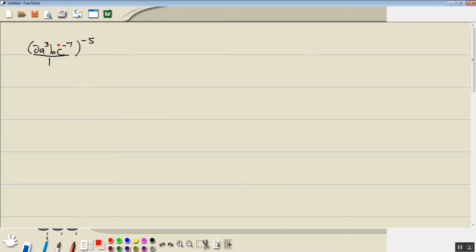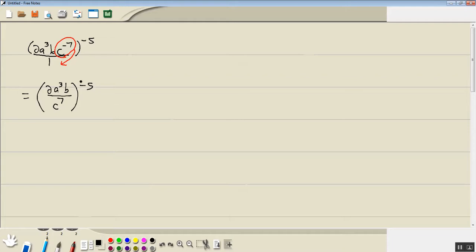Now how you get rid of a negative exponent, in this case, is you take it opposite of where it's at in a fraction. So we'll take this c to the negative 7 down to the denominator. When you move anything opposite of where it's at in a fraction, the sign of the exponent changes. So the c to the negative 7 becomes c to the positive 7. Now there's nothing left to do inside the parentheses.